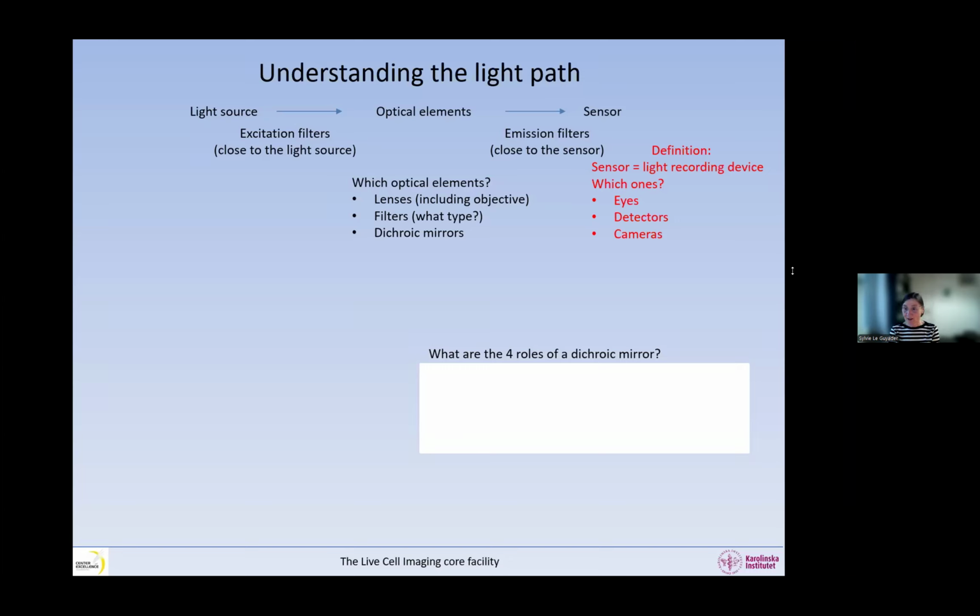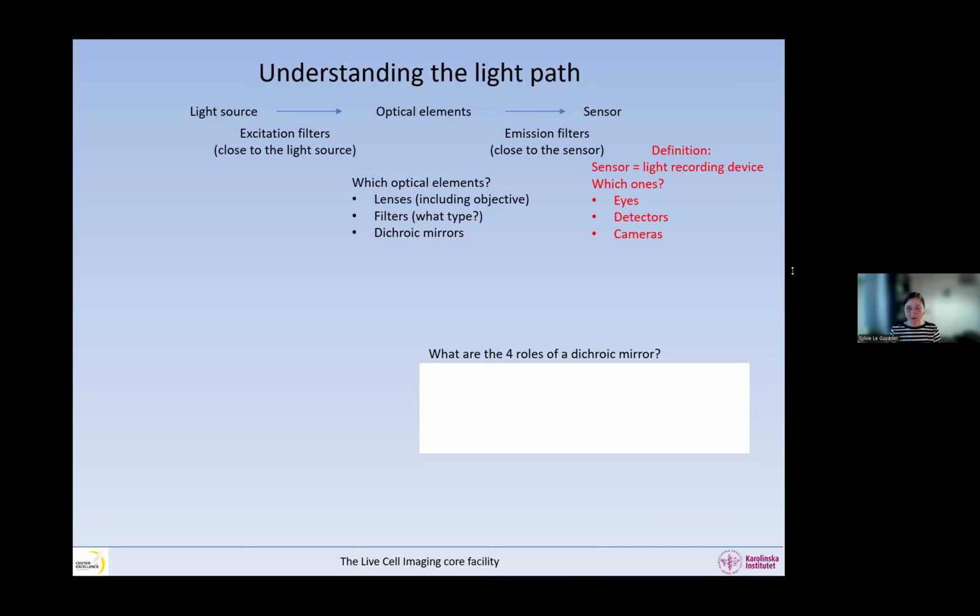So it sends the excitation light to the sample. It sends the emitted light to the sensor, and it prevents the excitation light from going to the sensor. Very good. We have 3. And then there was another one that you saw in the video, that many of you use on your point confocals. I think it splits the emitted light towards different sensors.